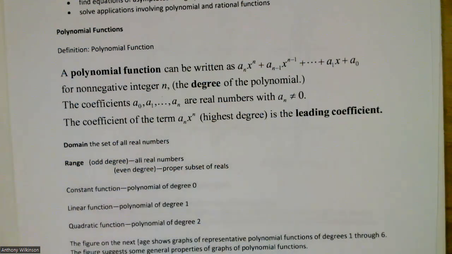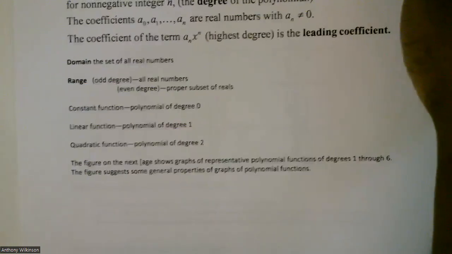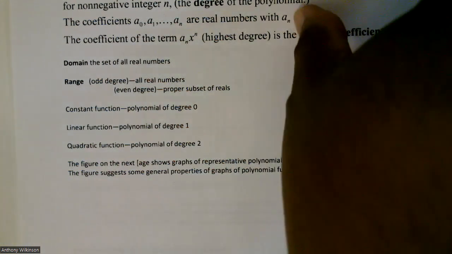The constant function is a polynomial of degree 0 because it's just a number. A linear function is a polynomial of degree 1, and the quadratic function is a polynomial of degree 2. Now, on the next page, I'm going to show you the graphs of representative polynomial functions of degrees 1 through 6, and the figure suggests some general properties of graphs of polynomial functions.